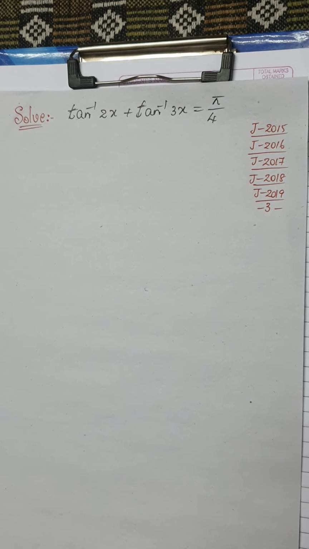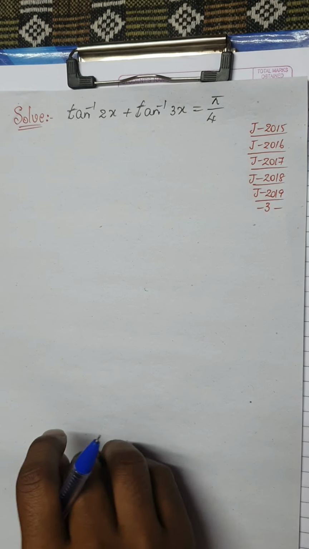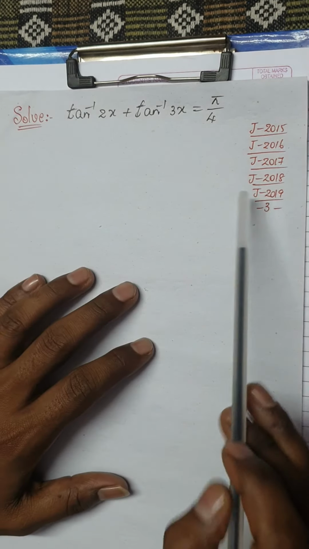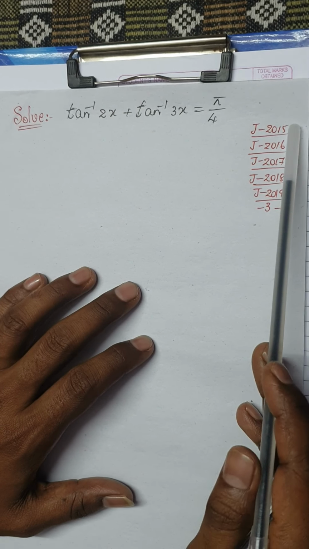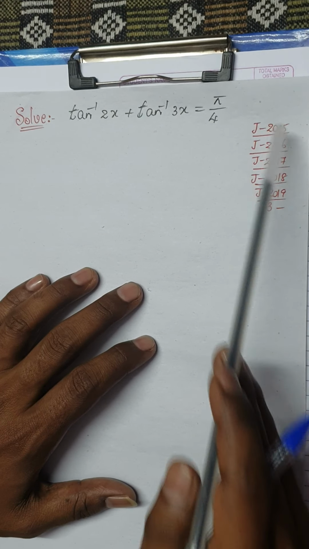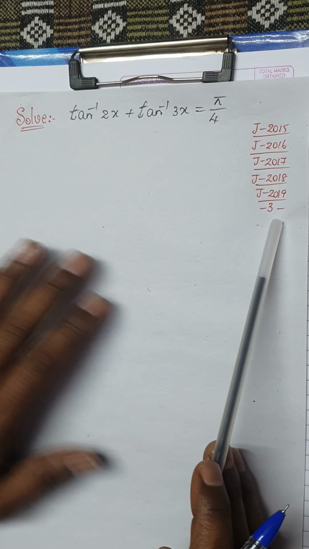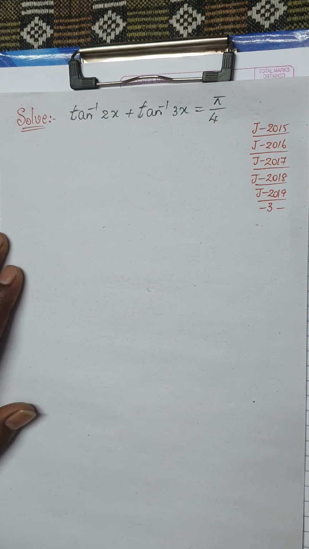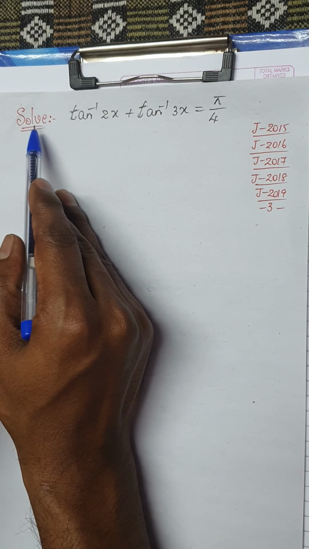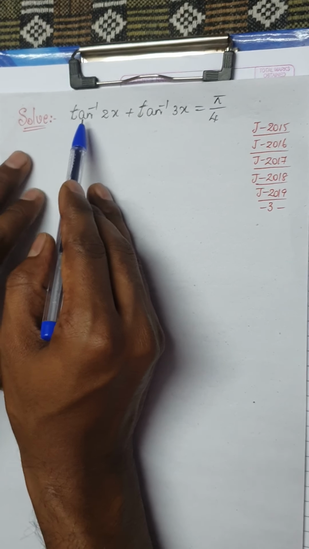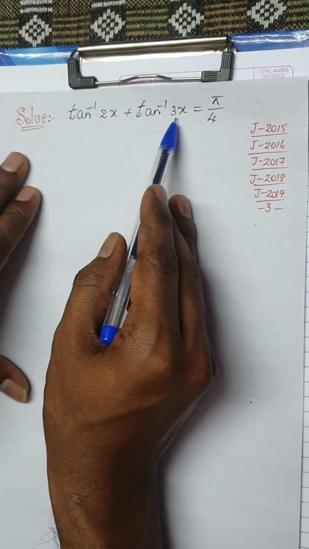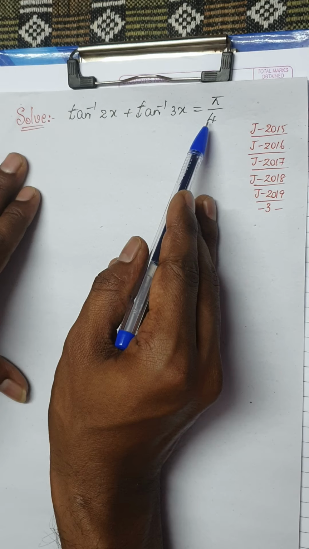Right, now we will move on to the next question, which has been asked more than 5 times, and most of all in the 15, 16, 17, 18, 19, all the July papers, they have asked this question for 3 marks. I have to solve for x. This question is not prove that. Solve for x, that is, solve tan inverse of 2x plus tan inverse of 3x is equal to pi by 4.